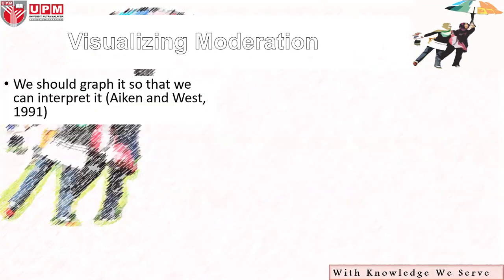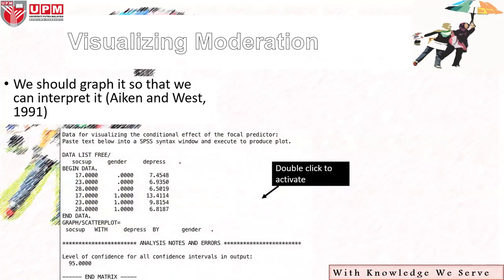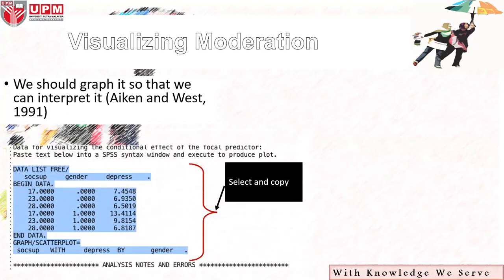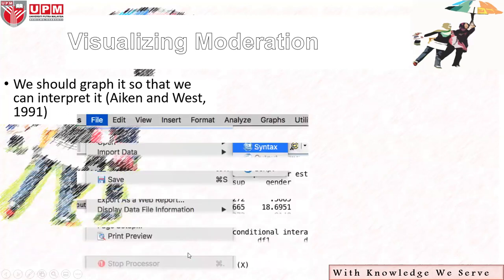Next one, we want to visualize the moderating effect. So we go back to our output window and double click to activate the function. Okay, klik je, pergi dekat output tadi, double click. And then we select this one. Kita choose semua ni, select and copy. Highlight from data list free until gender, until the dot, the full stop.